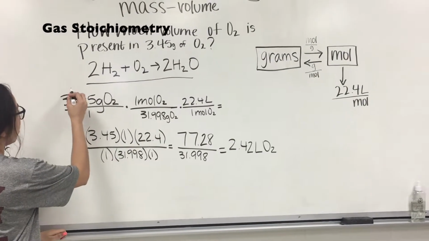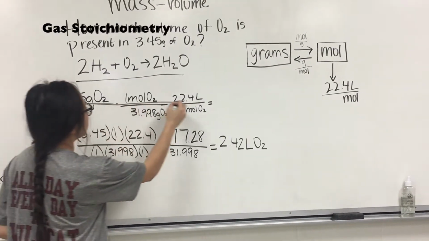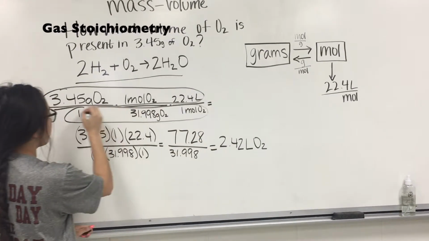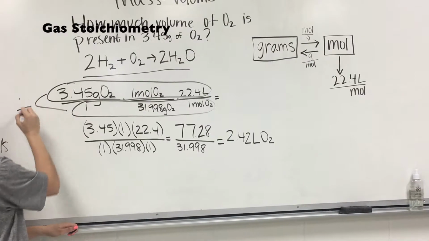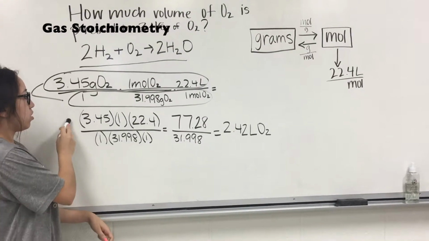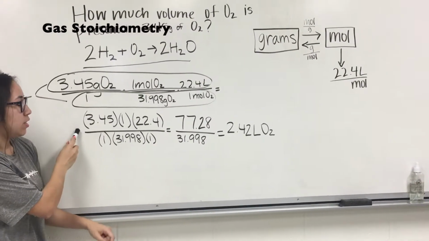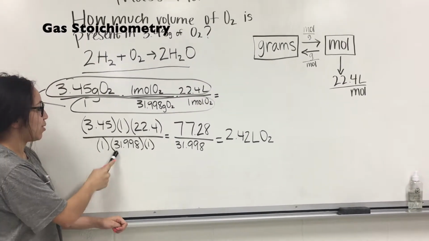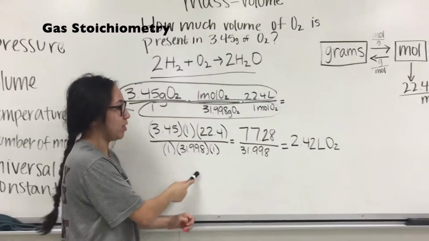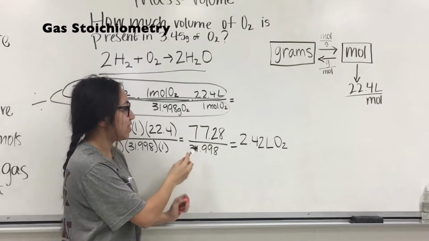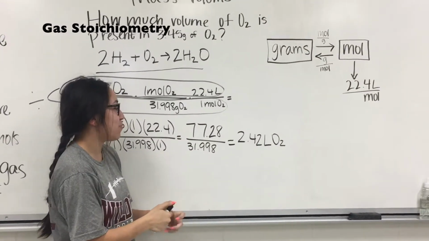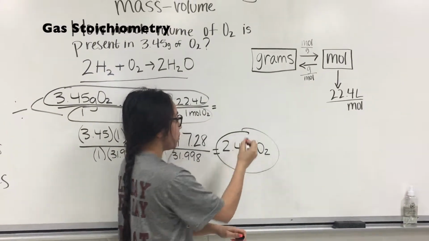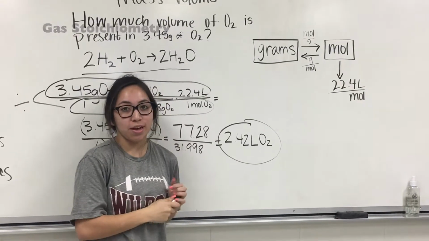And you multiply all of the top and multiply all of the bottom, and then you divide, which then gives you 3.45 times 1 times 22.4 over 1 times 31.998 times 1, which is equal to 77.28 over 31.998, which then gives you a final total of 2.42 liters of O2.